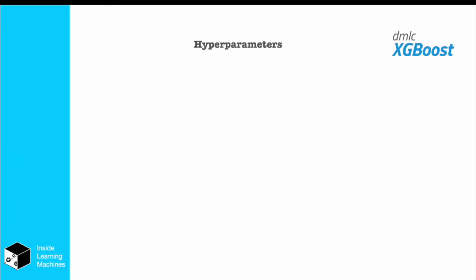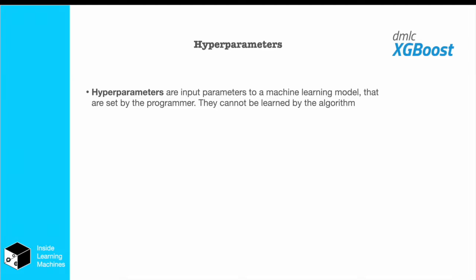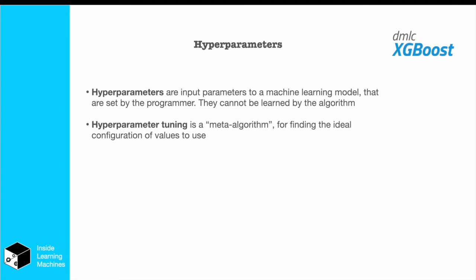So now let's start off with a description of what exactly a hyperparameter is. Hyperparameters are input parameters to a machine learning model that are set by the programmer. These differ from the model weights that are learned by the machine learning algorithm. These are a different set of parameters that cannot be learned from the data. Instead, a programmer has to explicitly set these.